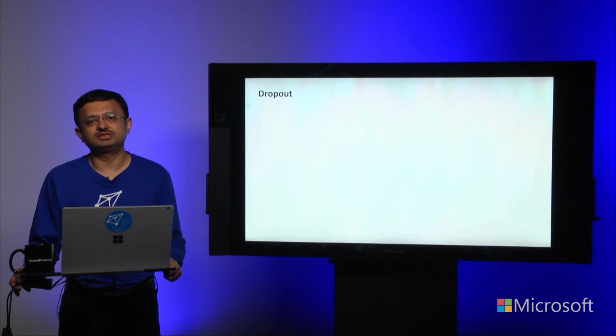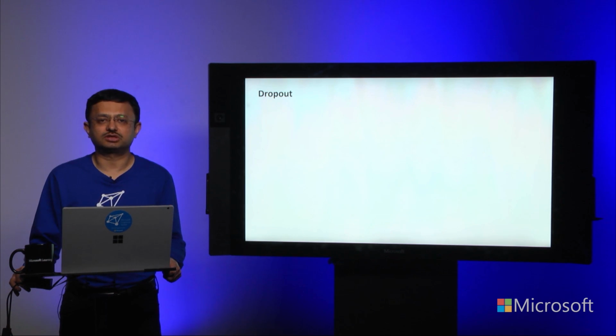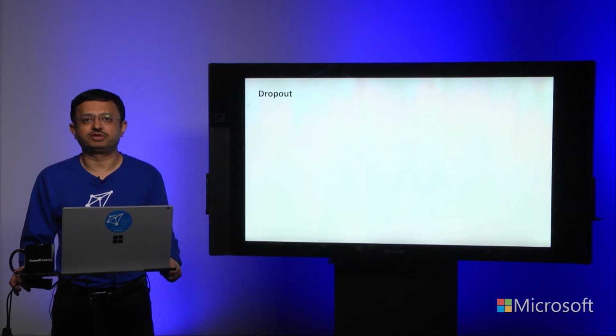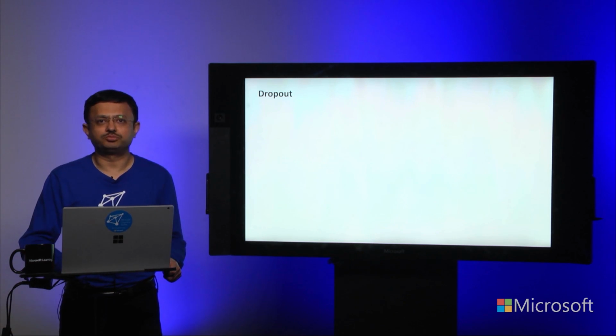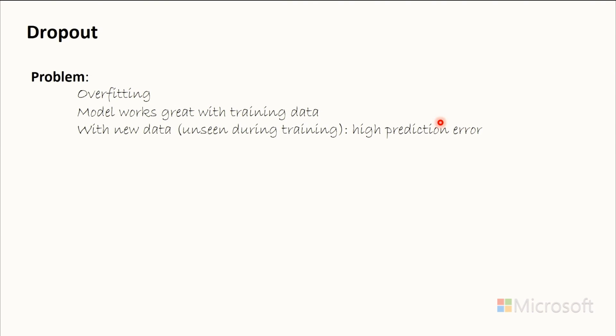Now there are several ways of doing it, and in neural networks, dropout is one of them. So let's see what dropout means. Before we get into that, the problem we are trying to address here is overfitting. What it means is the model works great with training data, but with new data, which is unseen during training, it results in high prediction error.